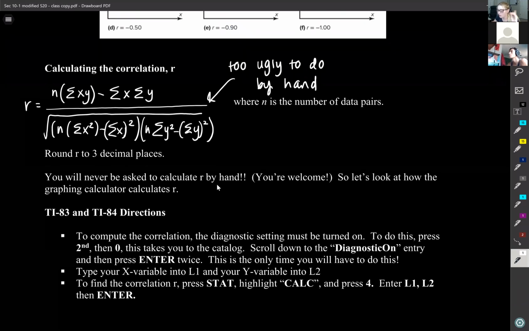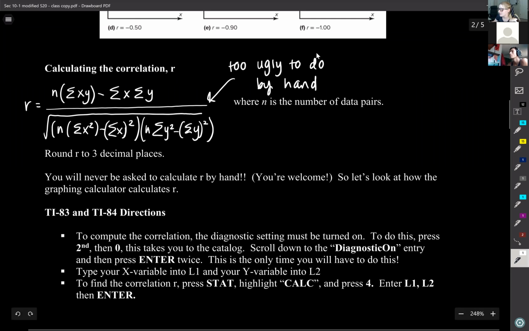Since you're never going to be asked to do this by hand, we can look at how the graphing calculator will calculate R. And you actually already know how to do this. Yes, that's fine, you can use Excel. I will always just use the calculator because that's standard for what we show in this class, but you can definitely use Excel instead because Excel has formulas for that stuff too. I think the textbook usually does tutorials in the calculator and Excel.